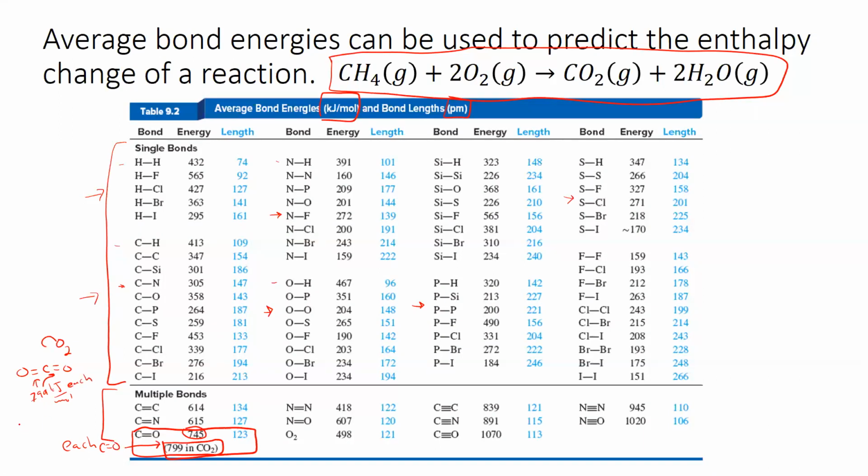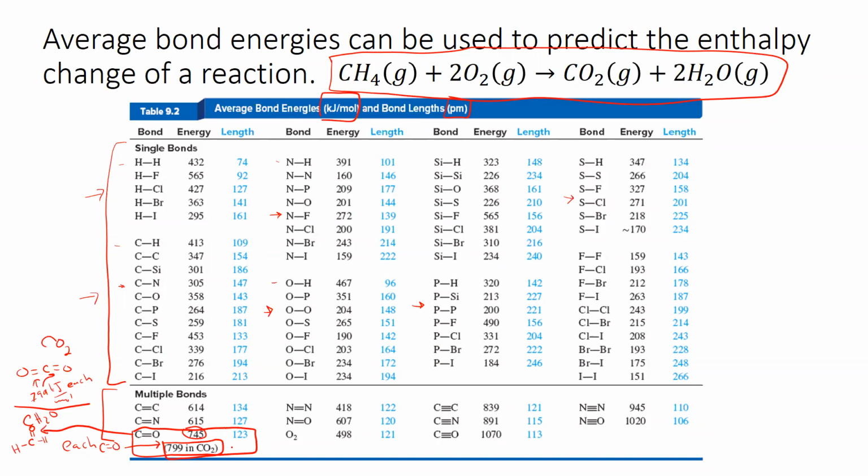But you have other types of CO double bonds. You might have CH2O, which would be C with a double bond O and an H and an H. And that one would be where you'd have your 745.